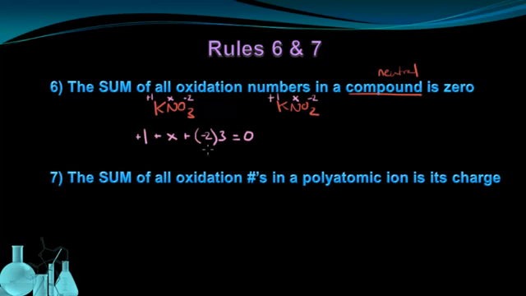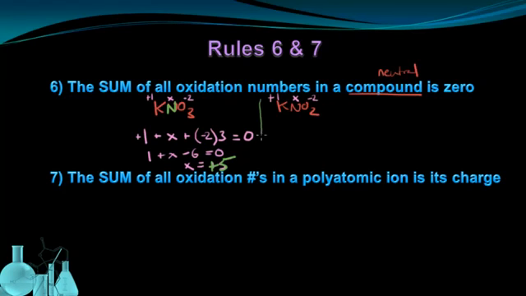So now I can solve this for X to figure out what the nitrogen is. So I have 1 plus X minus 6 equals 0. So X has to equal +5. That means that this nitrogen that I did not know the oxidation number of, I was able to use this rule, setting it equal to 0, to find out that the nitrogen has a +5 oxidation state.